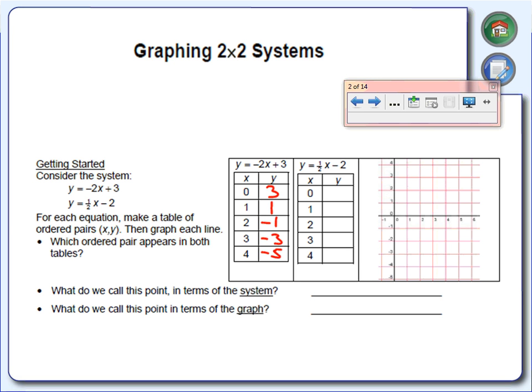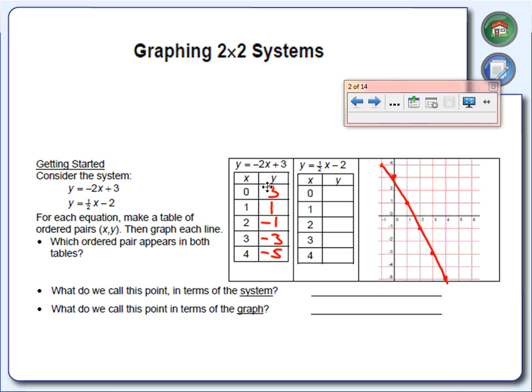What we're going to do is come over here and plot those points. So 0, 3 would be right here. 1, 1 would be right here. 2, negative 1 would be right there. 3, negative 3 is right here. And 4, negative 5 would be this point right here. Once you've plotted those points, connect the dots for me. Try to make your line as straight as possible, because the more accurate our line is, the better. There it is. That is the graph of y equals negative 2x plus 3.